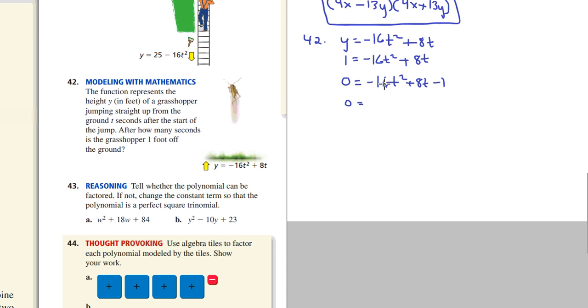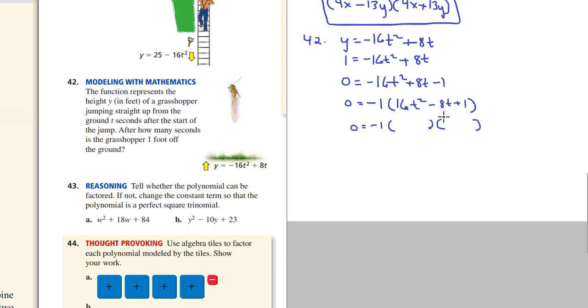So do I have a greatest common factor in this one? Well, I've got a negative leading coefficient, so I'm going to factor out a negative 1 and get 16t squared minus 8t plus 1. Because if I redistribute that negative 1, I would get what I started with. If you don't factor out the negative 1, you will still get the right answer. But technically, that is a greatest common factor. So I'm going to factor it out. And then I need to factor this trinomial into the product of two binomials.